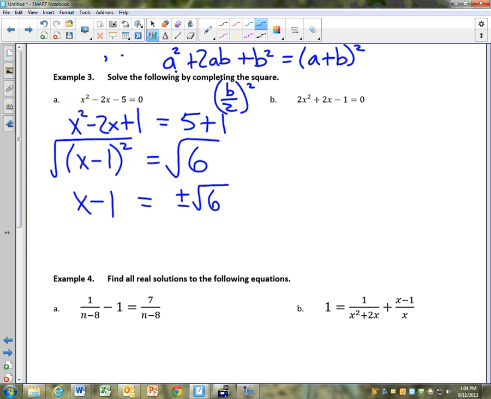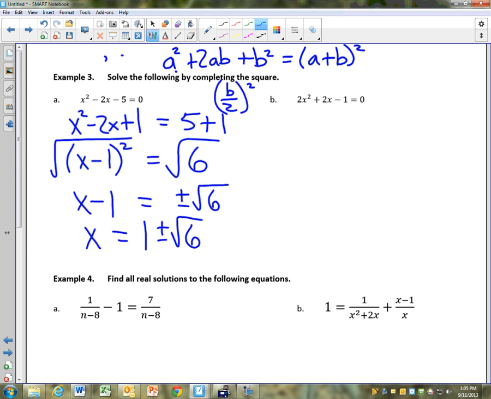Now I finally solve for x. What do you do to both sides to solve for x? Add 1. x is positive 1 plus or minus the square root of 6. So 1 plus the square root of 6 and 1 minus the square root of 6. Those are my 2 solutions. We solve by completing the square. If you didn't complete the square, what would be your other option to solve for it? Quadratic formula. So we'll introduce that later on. Not today.